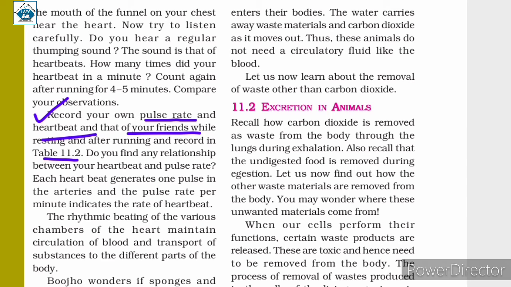After performing this activity, you can observe that while your body is at rest, your heartbeat is at an average of about 72 to 80 beats per minute, and the same will be your pulse rate. This may increase after you record your heartbeat and pulse rate after running for 4 to 5 minutes.